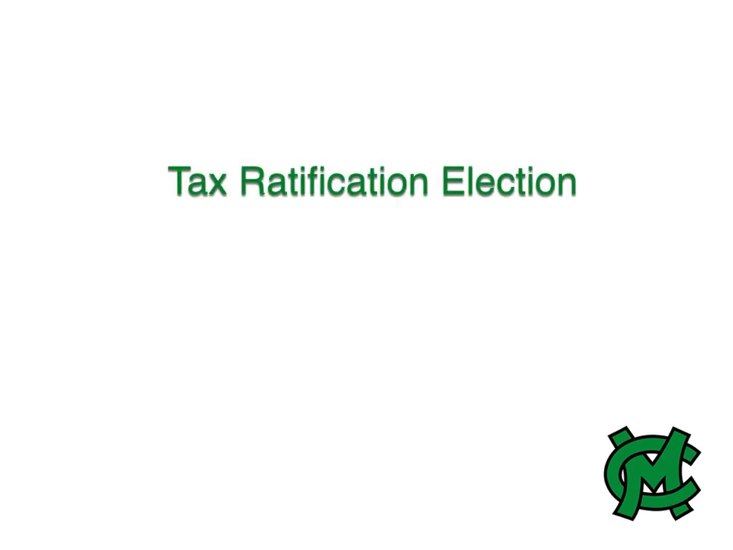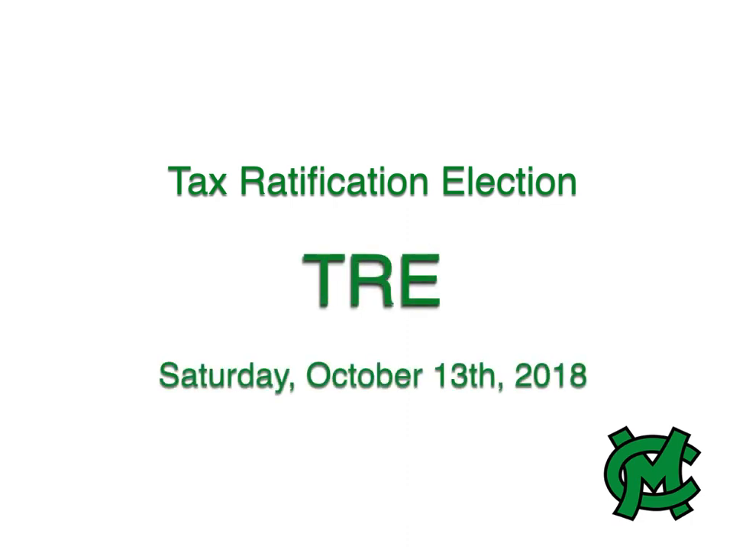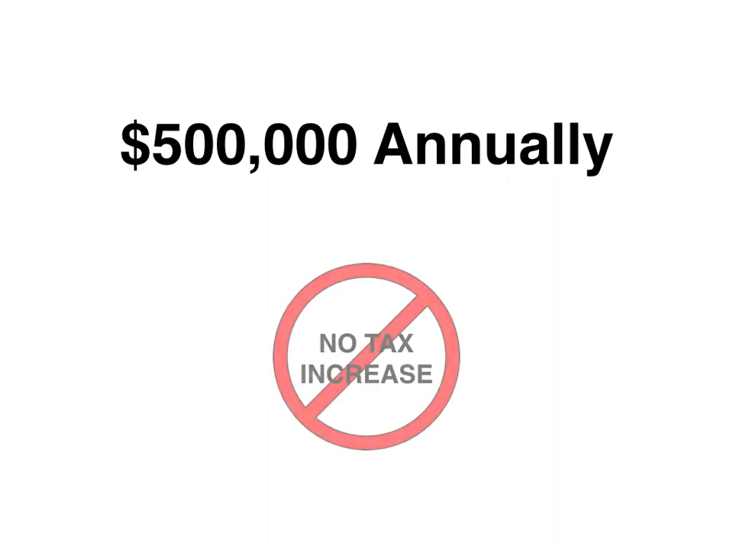The Caddo Mills ISD Board of Trustees has called a tax ratification election, or TRE, for Saturday, October 13th, 2018. The TRE could generate an estimated $500,000 annually without increasing the total tax rate. How is this possible? It's a penny swap between local tax rates.